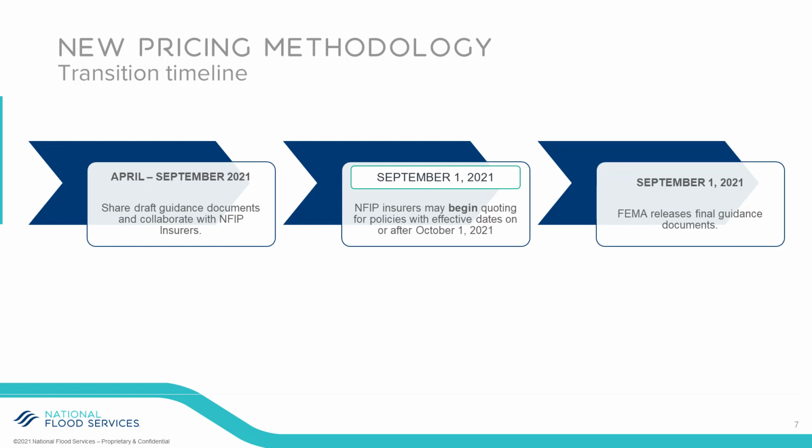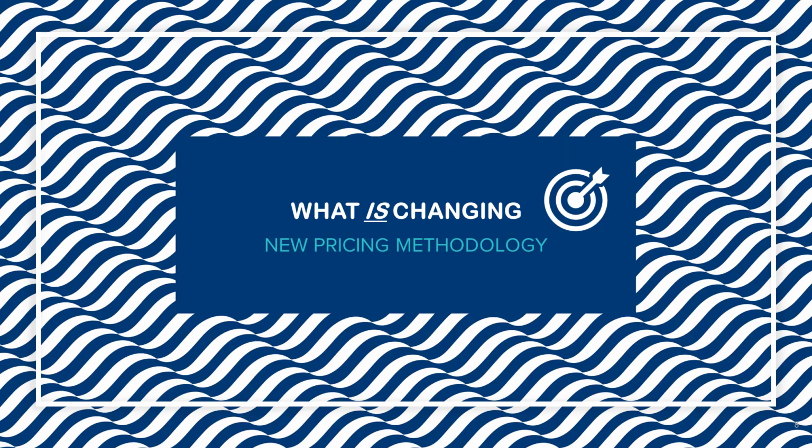Let's talk about some important dates that go along with the first phase. Starting in April to September, FEMA will share draft guidance documents with everyone. These will be provided in the resources available with this presentation. In September 2021, you may begin quoting policies with the effective date of October 1st, 2021. And at that time, FEMA will also release the final guidance documents.